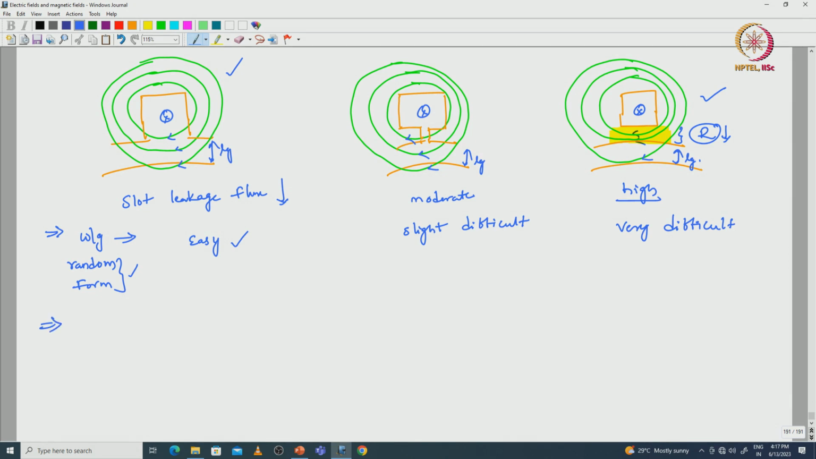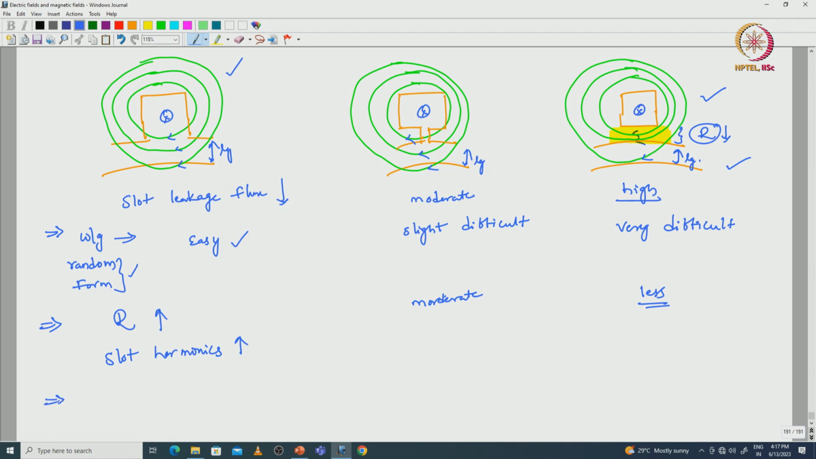And next thing is with respect to the reluctance variation. Here reluctance variation will be very high, and slot harmonics also will be higher, and here moderate, and here less, because the reluctance will be very small here, variation will be less, and symmetrical air gap is there, and slot harmonics also will be very less because of the symmetrical air gap.